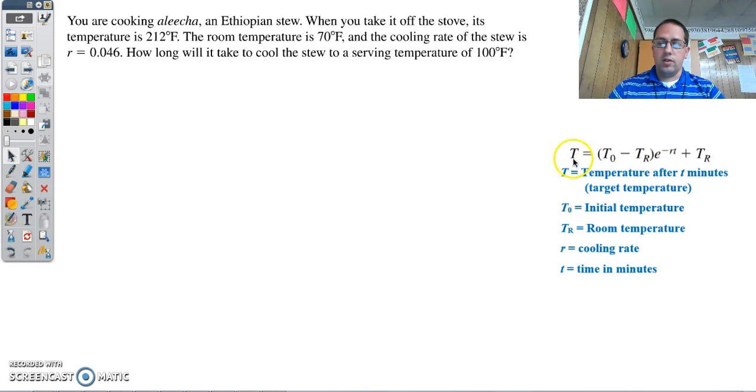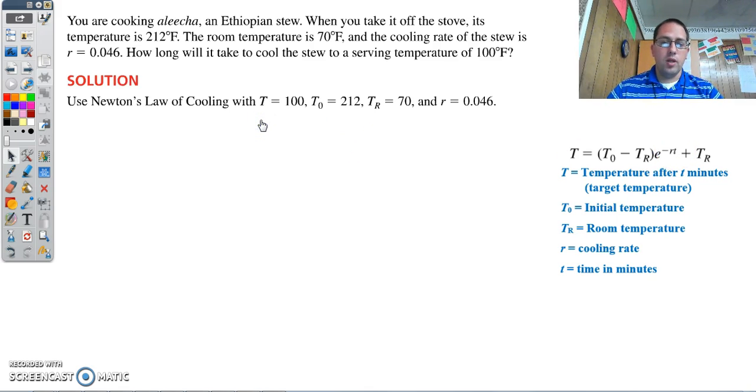Here's what all these letters stand for. T is our temperature after t minutes. That's how hot it is once it's cooled off. This is also your target temperature. How hot do you want it to be? T sub 0 is the initial temperature. That's how hot it was right when you started, as soon as you took it off the stove. T sub r is the room temperature, the temperature of the surrounding area. This lowercase r in the exponent is the cooling rate, and this lowercase t is time in minutes.